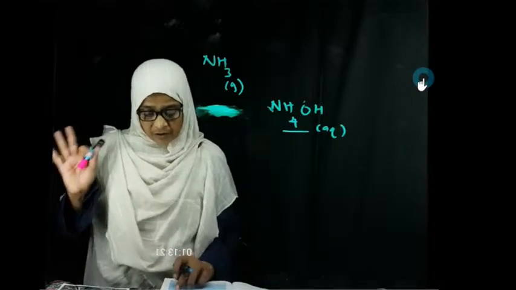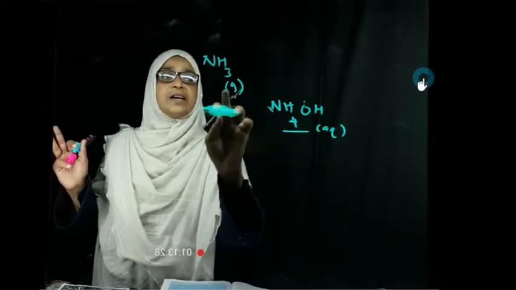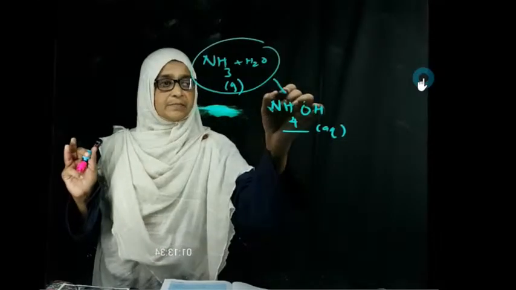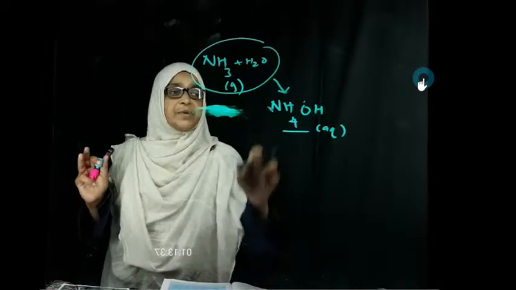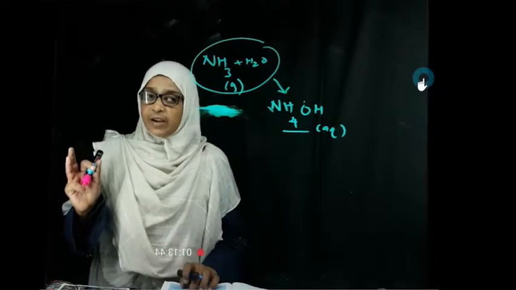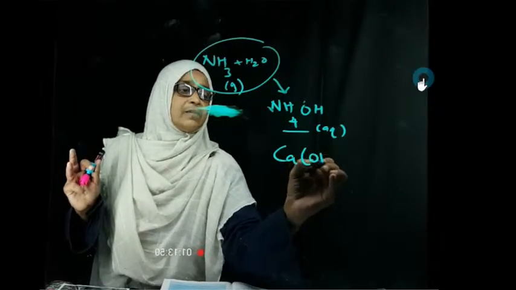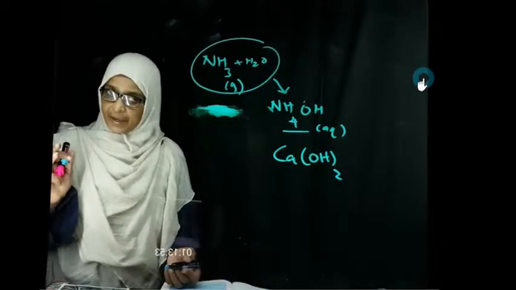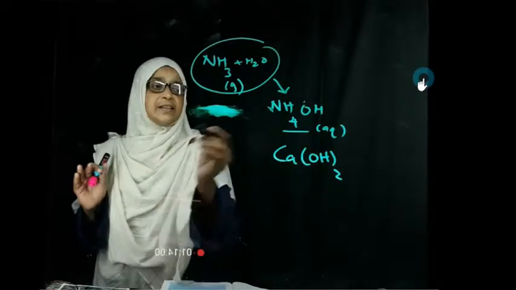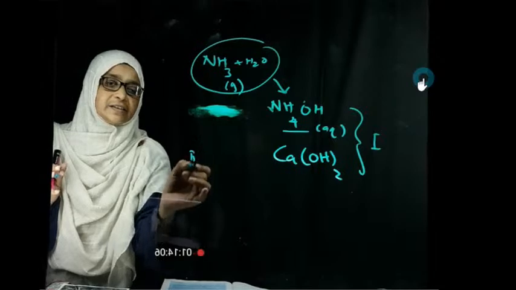So for the first one, answer: ammonia, NH3 aqueous. NH3 aqueous can be written as NH4OH, okay? Liquid H2O is neutral, no color change. Calcium hydroxide, these two are bases. These are the answers. Okay, that is the answer for the first one. Now go to the second one.